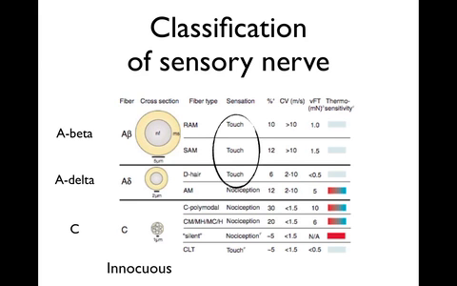So we talk about touch being an innocuous stimulus, which could be mechanical touch or heat or cool. And then we talk about nociception. So we see that C-fibres are predominantly nociceptive, although they do have a role to play in the detection of pleasant touch as well as warm sensation.